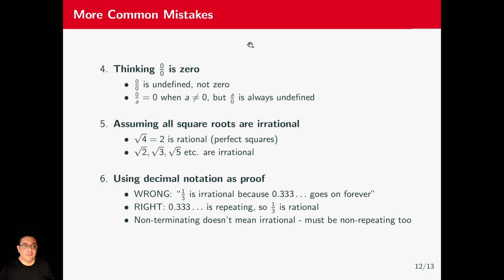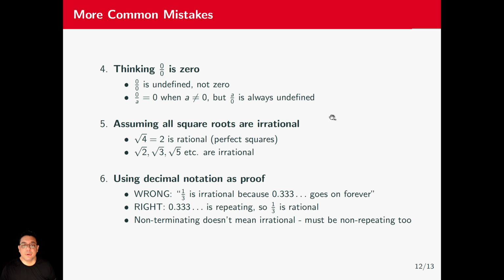Now 0 over 0 is undefined, it is not 0. The only way that you get 0 as a rational is when you represent 0 over any other number. So for example, 0 over a is going to be 0 when a is different from 0. But in general, any number over 0 is always going to be undefined.